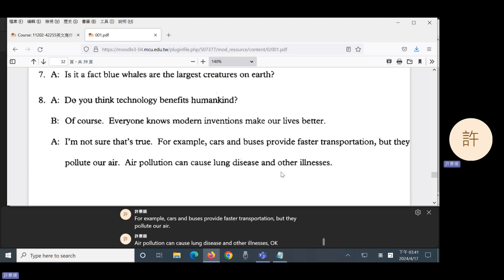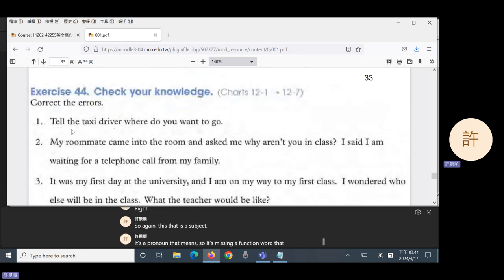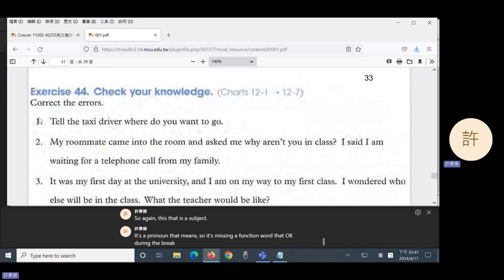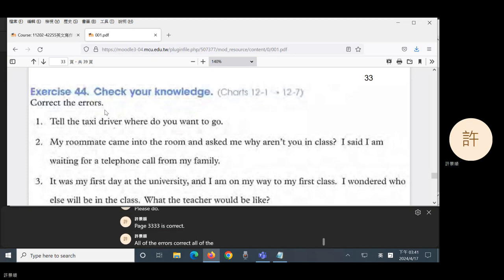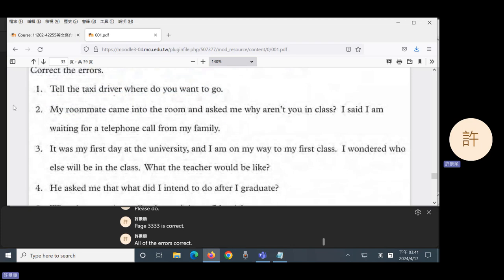Okay, questions on this page? Right, so again, this that is a subject. It's a pronoun. So it's missing a function word that. Okay, during the break, please do page 33. 33 is correct all of the errors, correct all of the mistakes, including what we have been talking about today. Okay, let's take a short break.